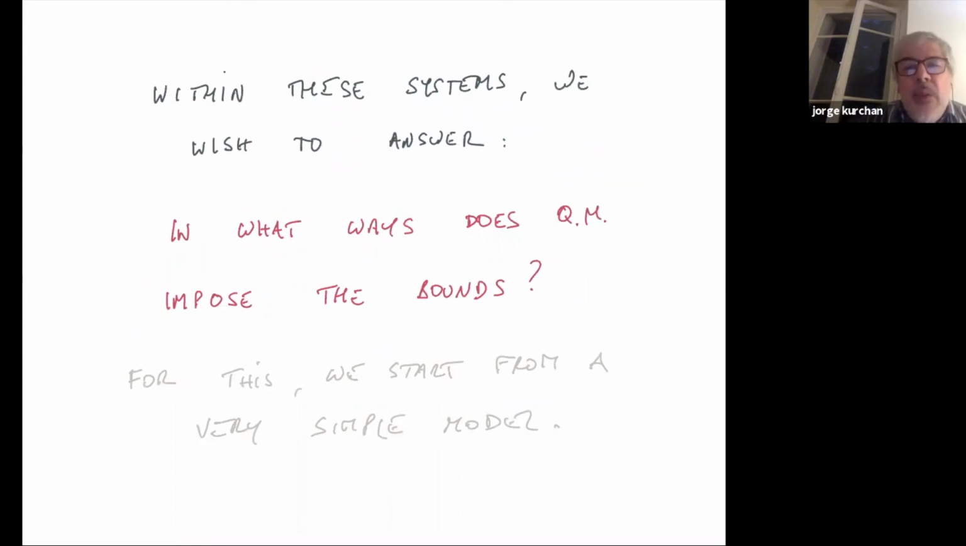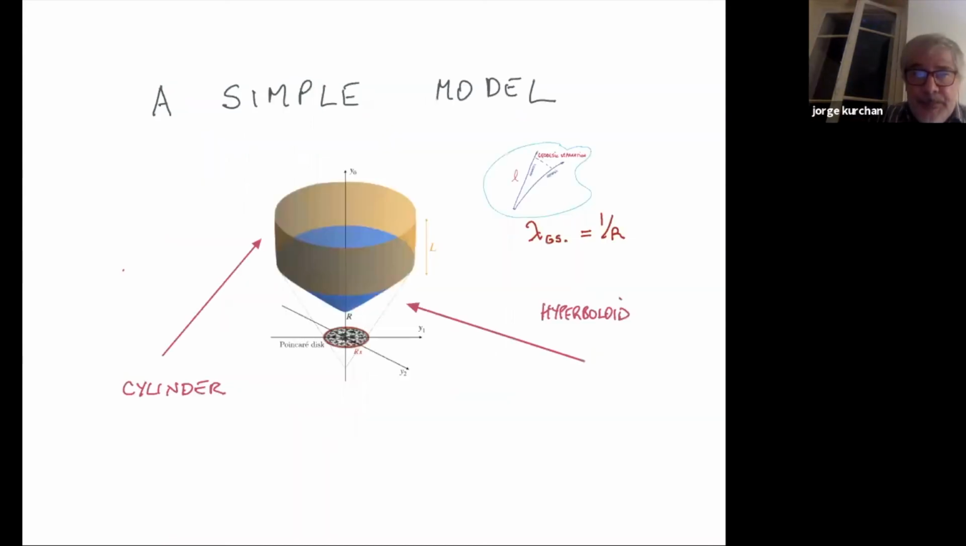So, okay, what is quantum mechanics doing? How is it imposing or enforcing the bounds? The reason why we ask this is because the proof itself is not especially eloquent. It's not terribly difficult, the proof of Maldacena, Shenker, and Stanford, but it is not terribly eloquent as to the mechanisms that do this. So we will start with a very simple model to see some aspects.